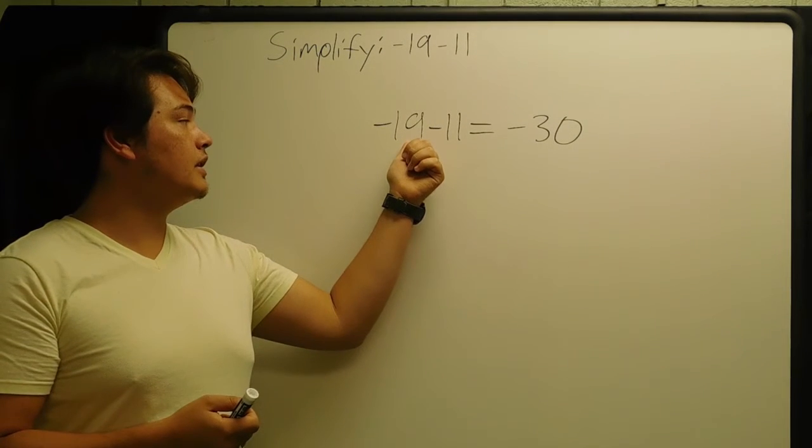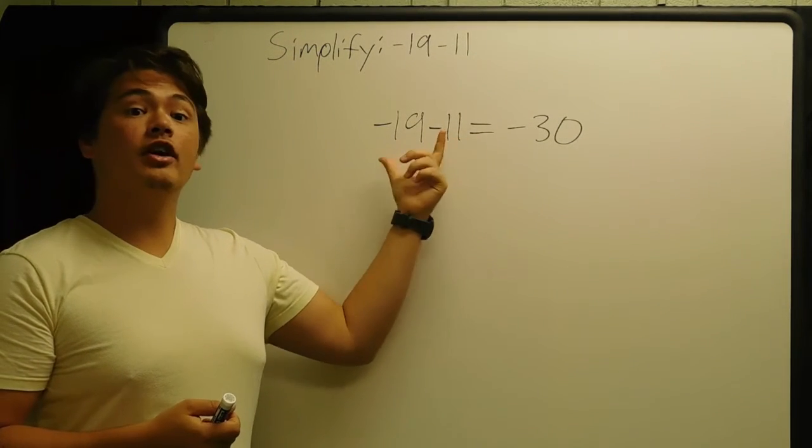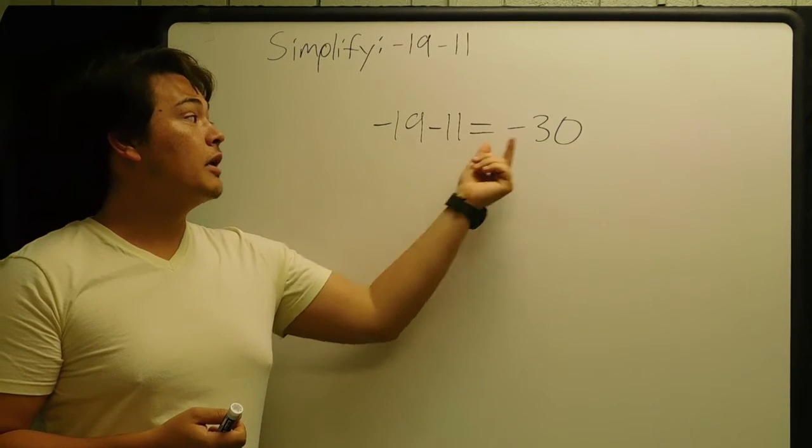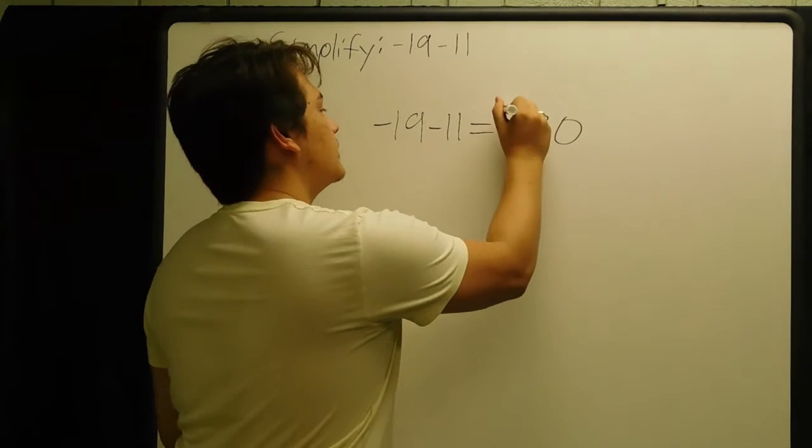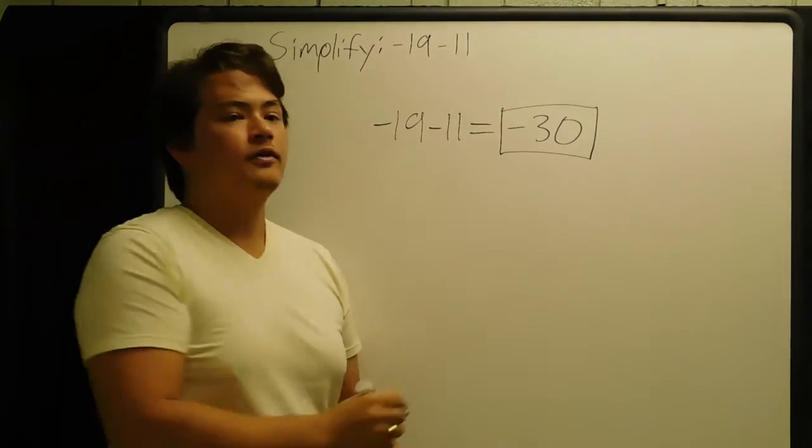So negative 19 and a negative 11 combine together to make a greater negative number, which is going to be negative 30. And this would be my final answer.